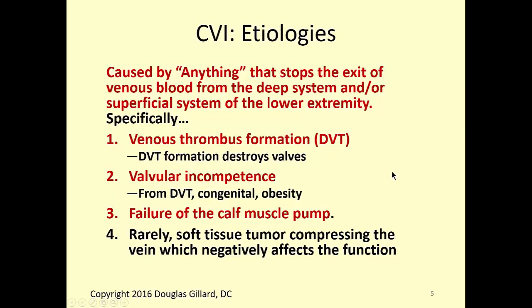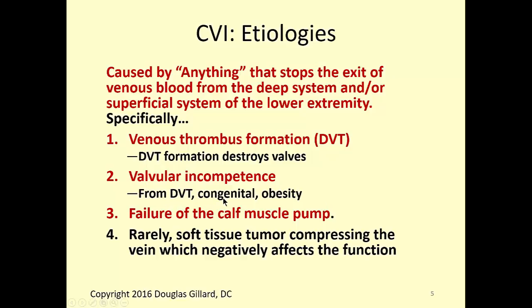So etiologies. It can be caused by anything that stops the exit of venous blood from the deep system. So anything that impedes blood from getting out of the deep system, or anything that impedes the superficial system as well. Remember, the superficial system sometimes acts as a secondary escape route for the blood returning to the heart. But we're talking about something that has gone wrong with the deep system and blood can't get out. It's being blocked by something. And that something is typically venous thrombus formation or a deep vein thrombosis, which is either blocking it physically right now, or they've had DVT in the past, and the DVT almost always destroys the valve, so the valves become incompetent. That's called valvular incompetence.